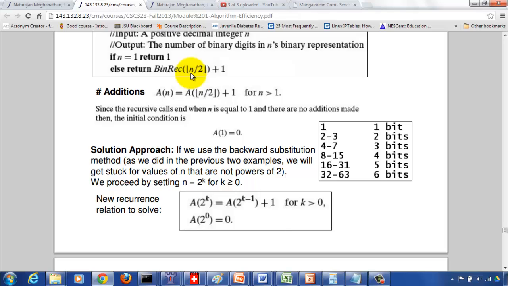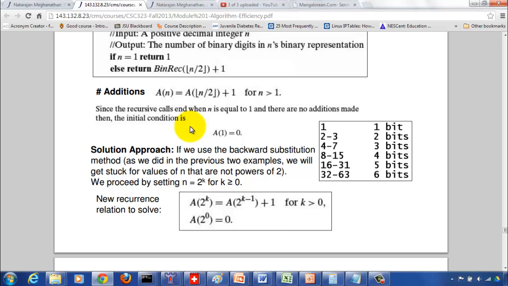The number of additions you need to compute A of n is the number of additions you need to compute A of floor of n over 2, plus 1. For example, if you want to find the number of additions you need to compute the number of bits needed for 32, it is whatever is the number of additions you need to compute the binary representation of 16, plus one more addition. So this is now again a power of 2, n. Now if your n is 1, you don't need any addition, so A of 1 is 0.